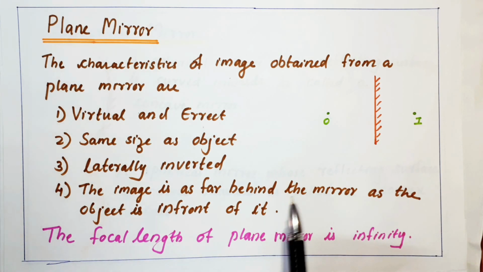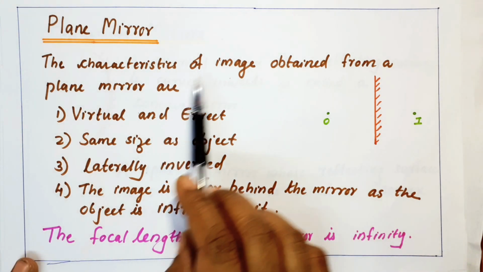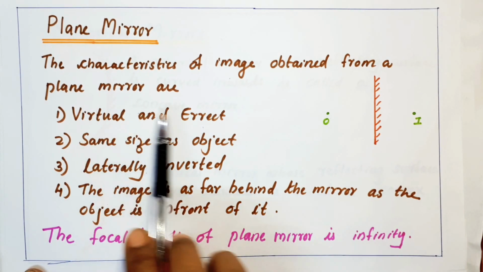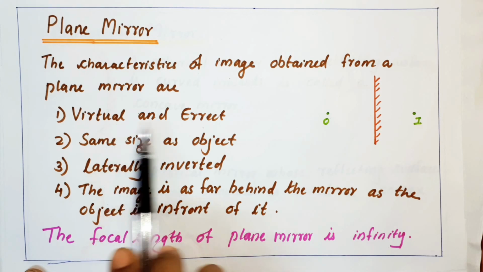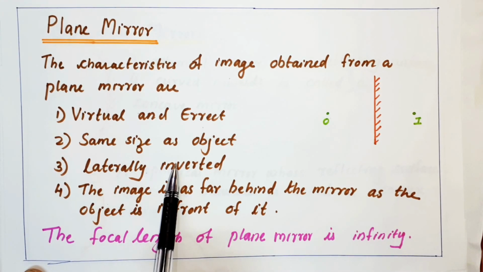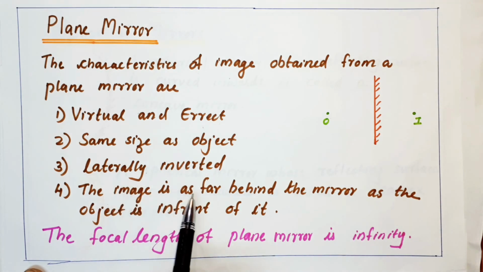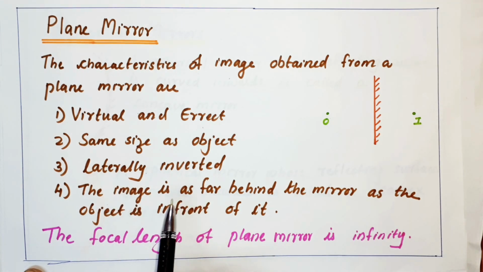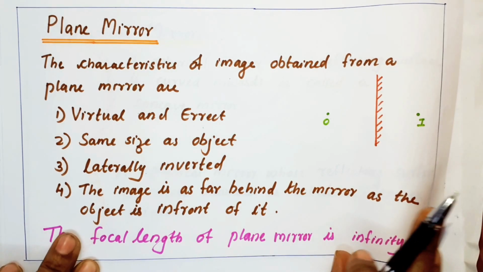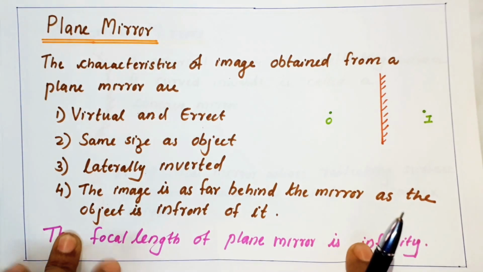Now in this, you just understand what are the characteristics of the image obtained from a plane mirror. The images are virtual and erect, and images are the same size as the object, and they are laterally inverted. Image is as far behind the mirror as the object is in front of it. And another main point I told about the focal length: focal length is infinity for a plane mirror. When I discuss the focal length, I'll repeat it again.